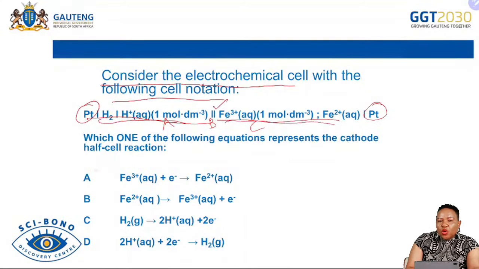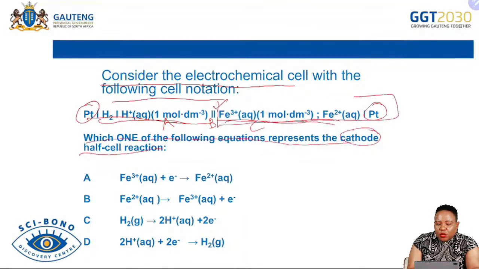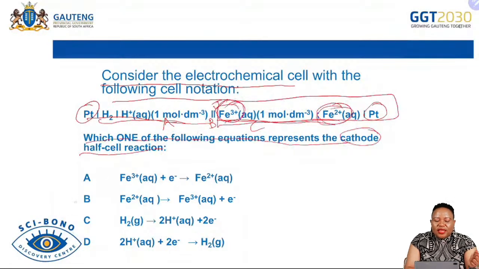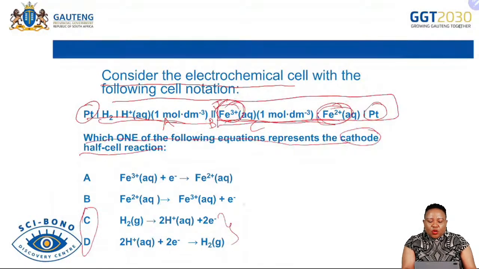Now we need to look at the question: which one of the following equations represents a cathode half reaction? So we will definitely look at the side where there is C, which is our cathode side. Now we need to know that on the cathode side, what happens? Iron 3 plus gains an electron and becomes iron 2 plus, meaning that iron 3 plus was reduced to iron 2 plus. Therefore, if we look at the distractors, there's no way that C and D can be the answer, because they are both falling at the anode side.